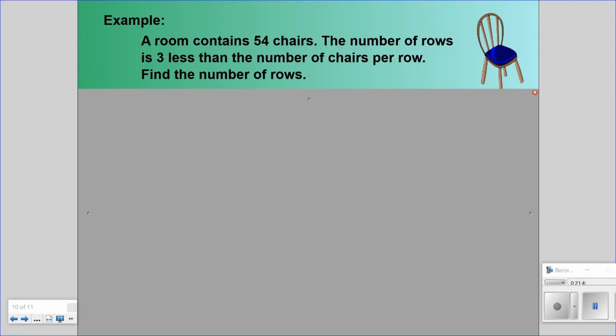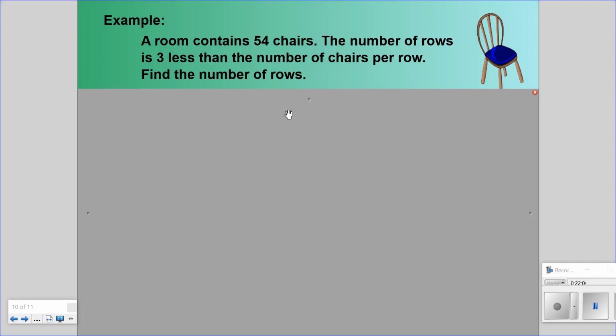This one's probably slightly more challenging just because of the nature of what this is referring to. We've got chairs, 54 chairs in a room. So think about these chairs being lined up in rows and columns, okay? So with that said, go ahead and try it out, and then we'll come back together to check.